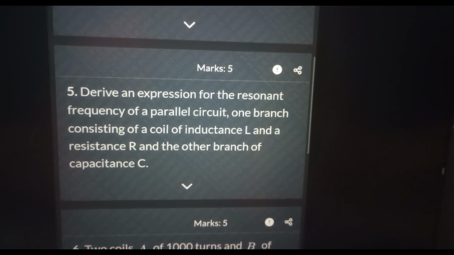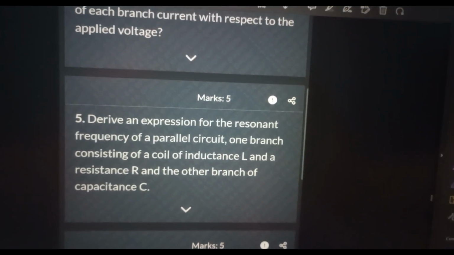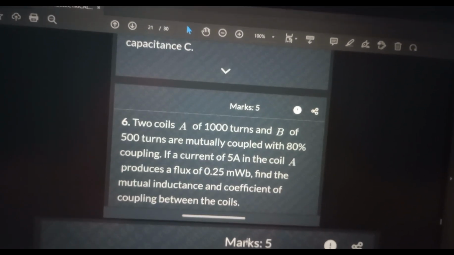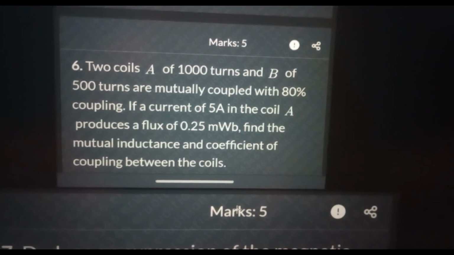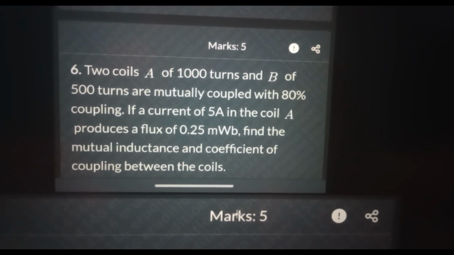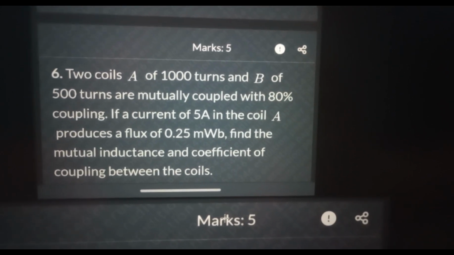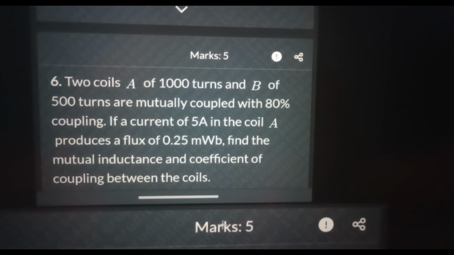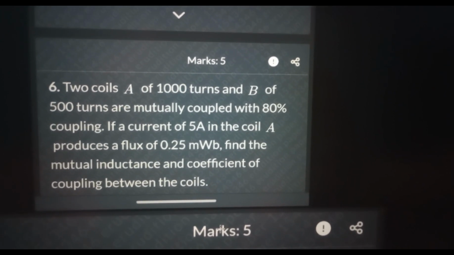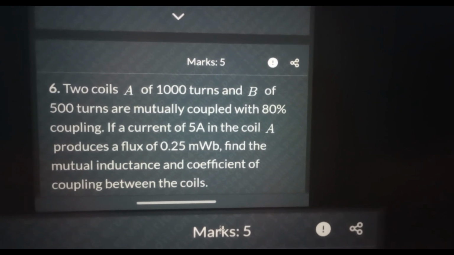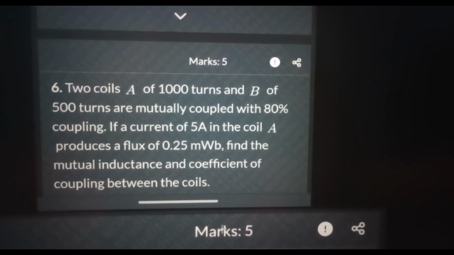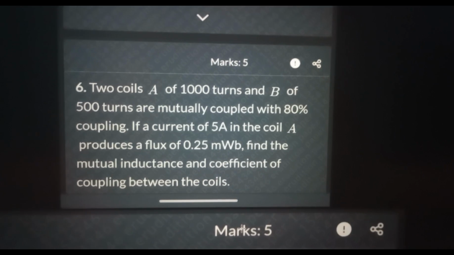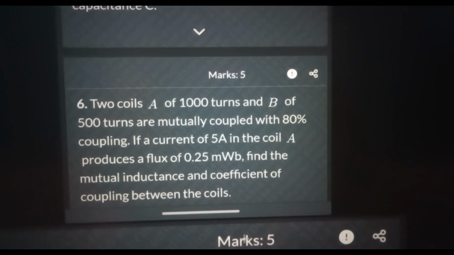Number 6. Two coils, A of 1000 turns and B of 500 turns, are mutually coupled with 80% coupling. If a current of 5 ampere in coil A produces a flux of 0.25 mWb, find the mutual inductance and coefficient of coupling between the coils.